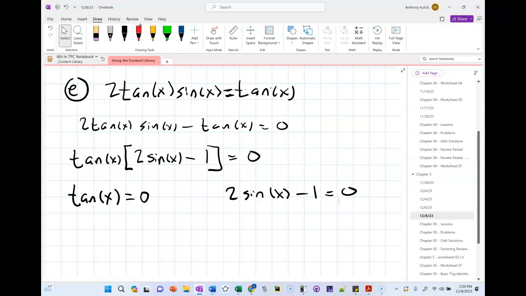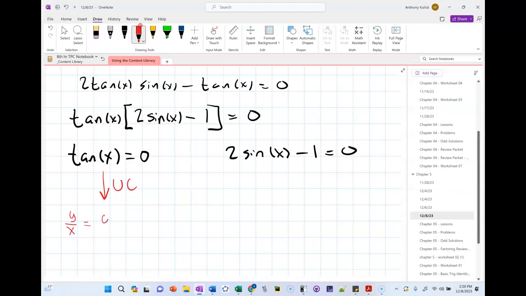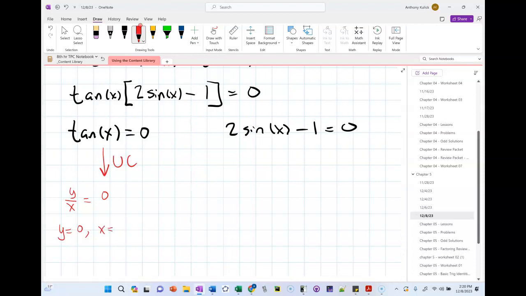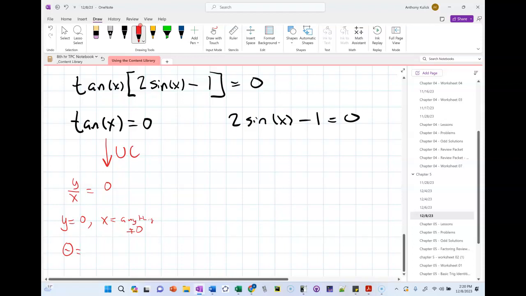Okay, tan x equals 0. I'm ready to go to the unit circle there because it's just a single trig function, right? So I go to my unit circle. Tangent is y over x, and that has to equal 0. Okay, so what does y have to be? 0. What does x have to be? Anything that's not 0, right? Okay, so go to your unit circle. Where are the places where y is 0 and x is not 0?